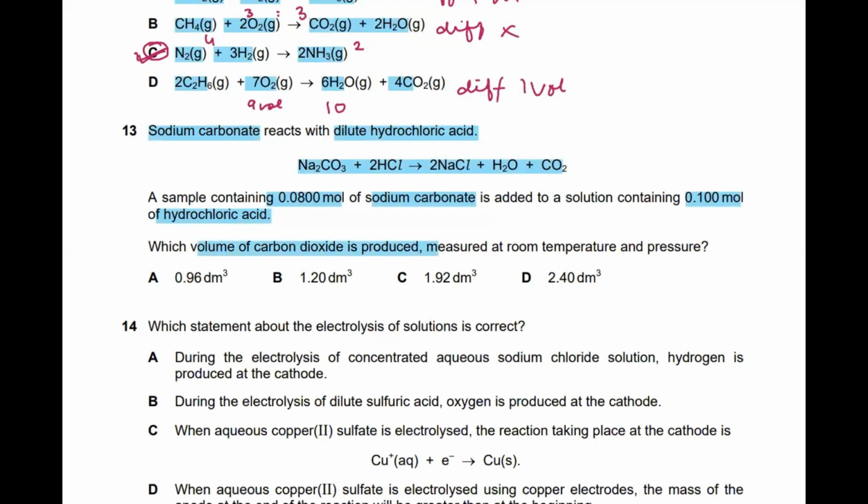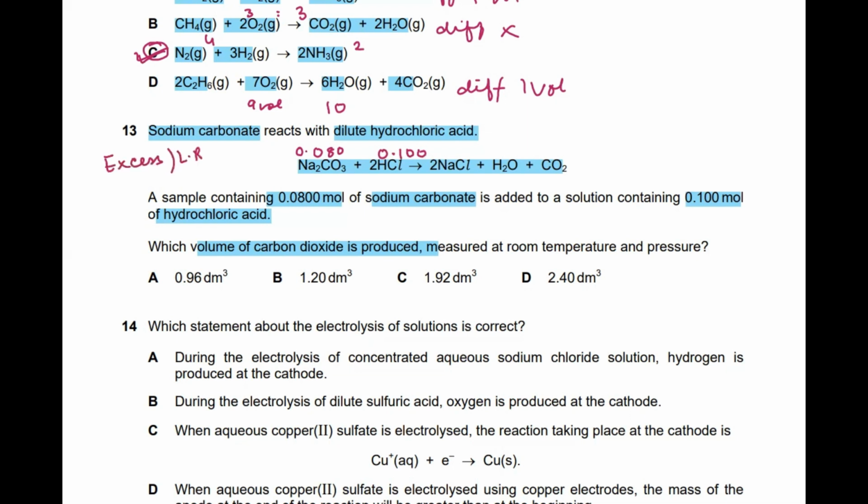Now, we need to understand one thing, that they have given us the moles of both the reactants. The sodium carbonate is 0.080 and HCl is 0.100. So whenever they give you the moles of both the reactants, then definitely we need to check it out. They both are not going to react. They are not going to be in the right proportion. Maybe out of these two reagents, one is in excess and another one is limiting, right?